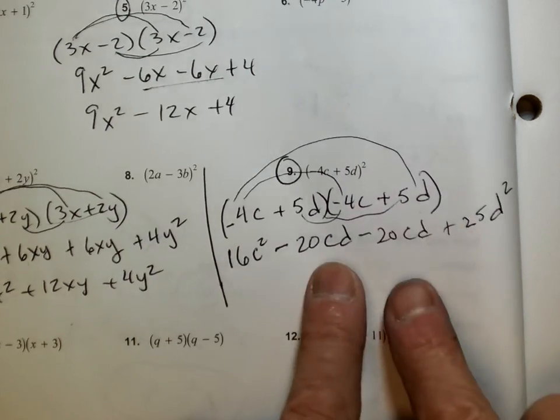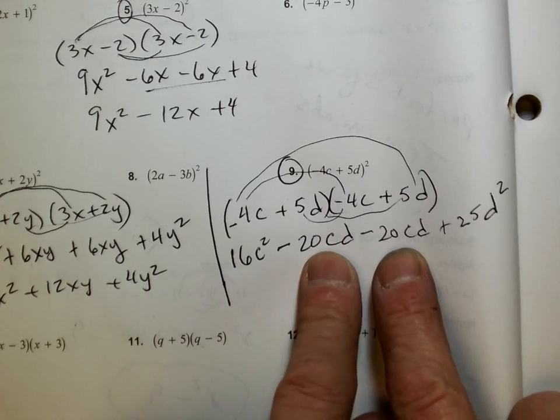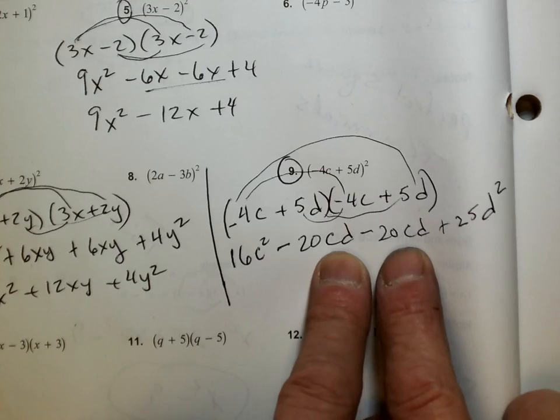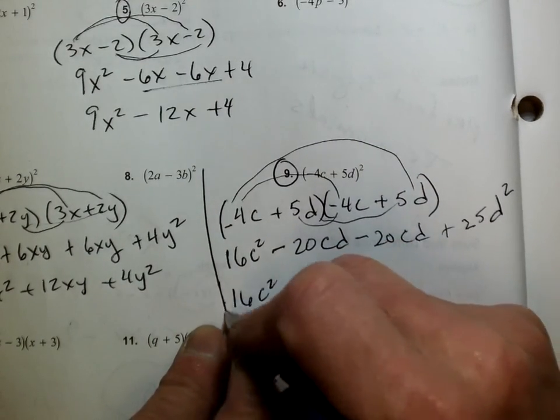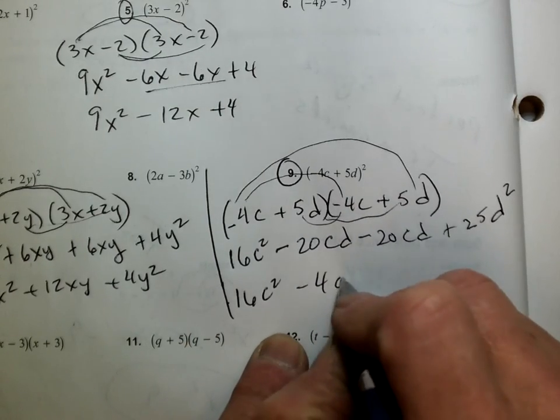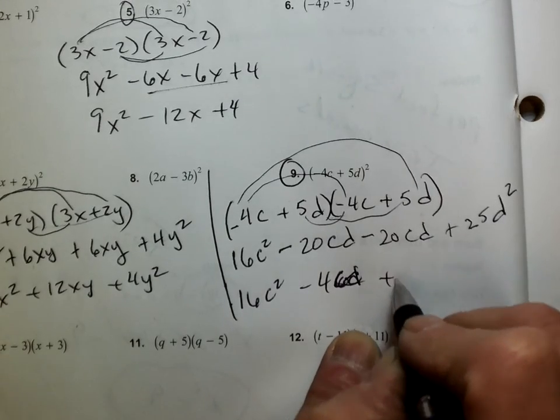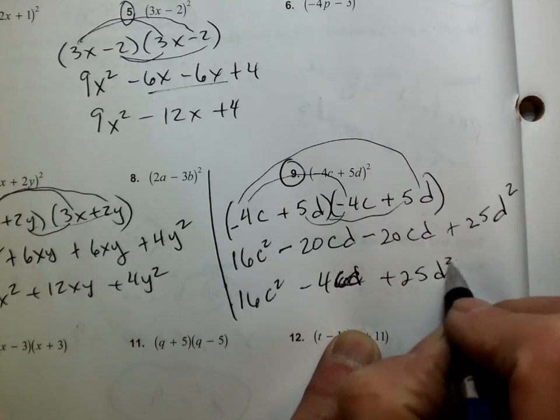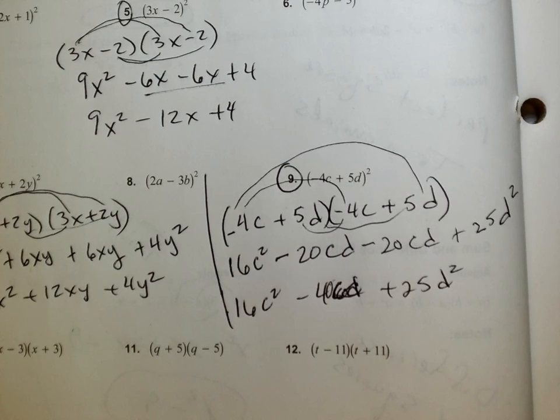So check it out. These two are the same, aren't they? I got a CD, I got another CD. It makes 20 CD. So my answer is going to be 16C squared minus 20CD plus 25D squared. Boy, am I sloppy.